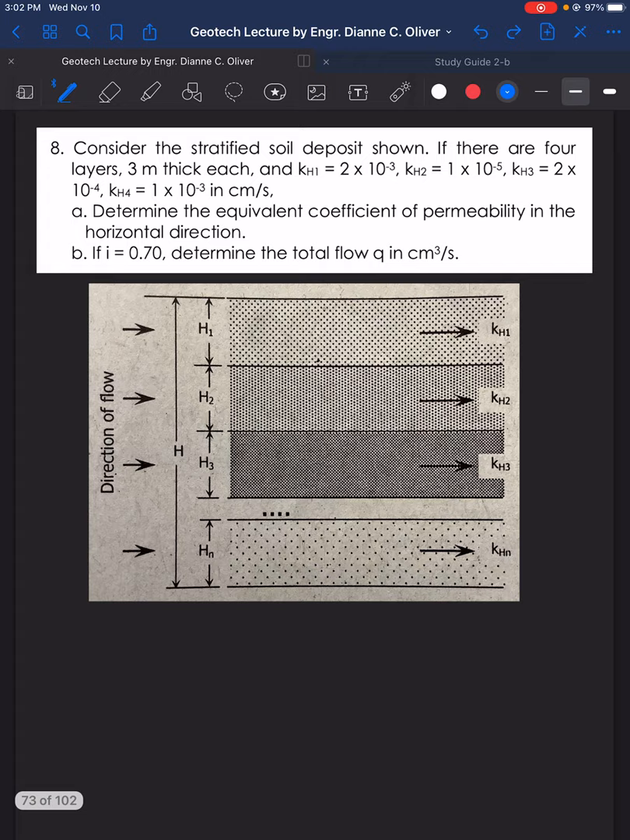Let's continue here in example number 4. Consider the stratified soil deposit shown. If there are 4 layers, 3 meters thick, so each layer is 3 meters. So this is 3 meters, 3 meters, then 3 meters, and 3 meters. Okay? 3 meters thick each. And if that is 3 meters thick, so each here will be a total of 12 meters.